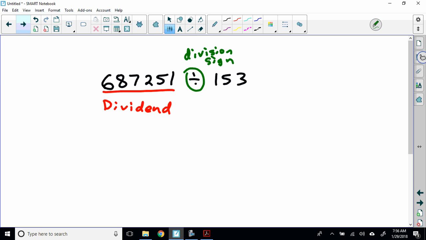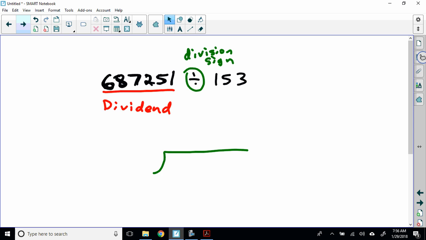Interestingly, the division sign can also be written in this fashion, can't it? And if we wrote it that way, we would have to be careful where we put these numbers. This 687,251 being the dividend with respect to this division sign, where's it go? On the outside, the top, or the inside? On the inside, right? Everybody doing all right so far? Yeah, because that's what's being divided.